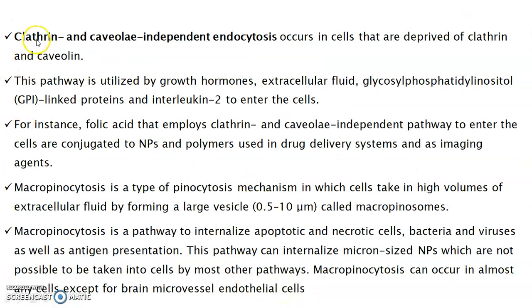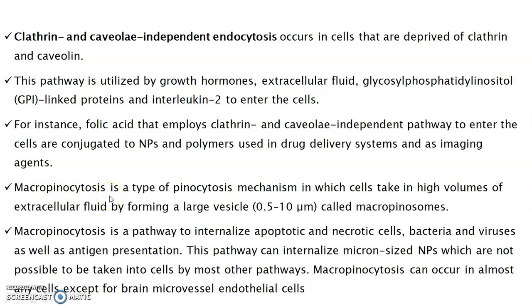The third mechanism, Clathrin and Caveolae independent endocytosis, basically occurs in cells that are deprived of Clathrin and Caveolin. This pathway is utilized by growth hormones, extracellular fluid, that is ECF, glycosyl phosphatidyl inositol, that is GPI, linked proteins and interleukin 2 to enter the cells. For instance, folic acid that employs the Clathrin and Caveolae independent pathway to enter the cells is conjugated to the nanoparticles and polymers used in drug delivery systems as an imaging agent.